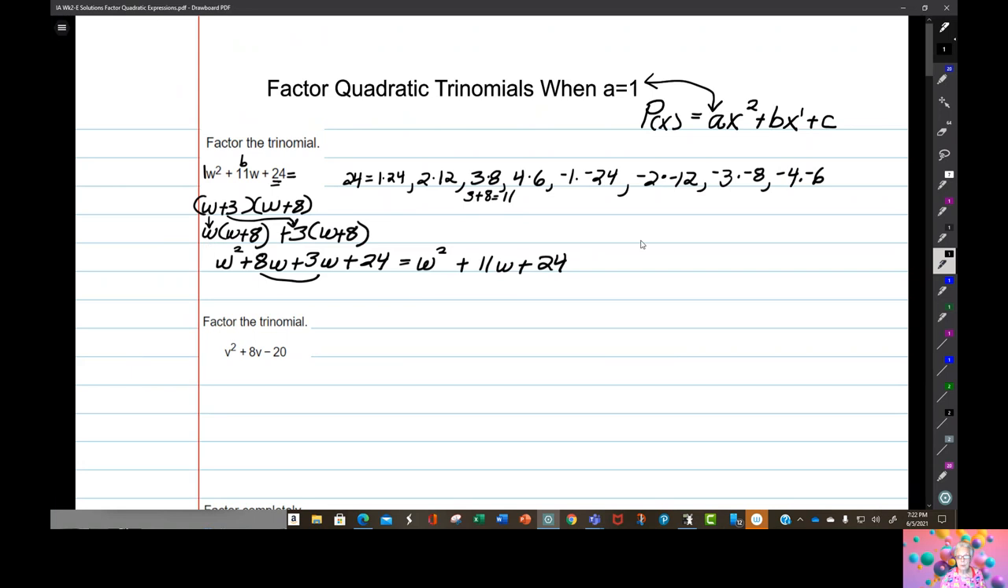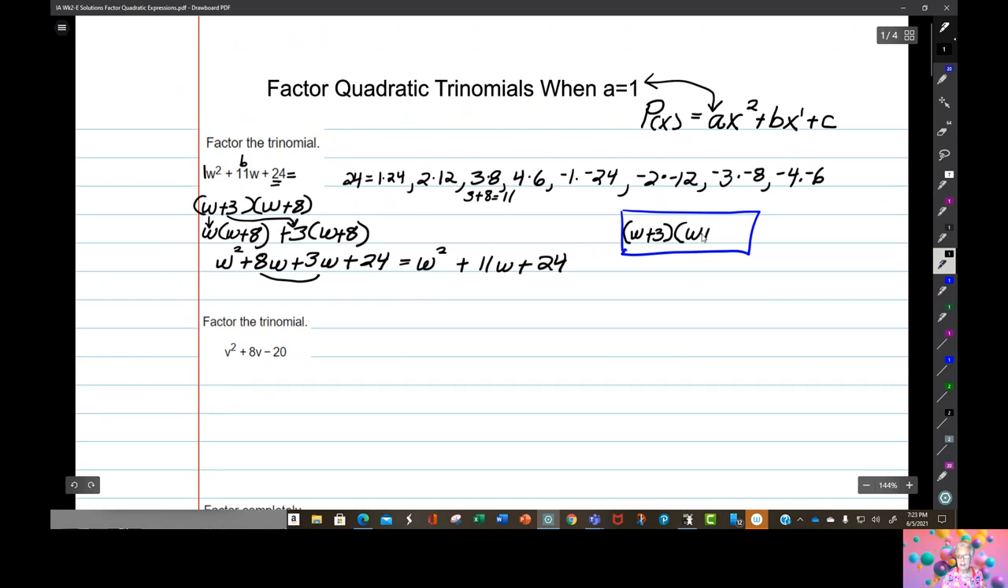A linear factor, right here, let's write the linear factors right here. In fact, let's pretend we've got an answer box. And this is what you would write in the answer box. Parentheses W plus 3, close parentheses, open parentheses, W plus 8. Because the W's are both raised to the power 1, an invisible one, these are called linear factors, and in fact, each of these is a binomial because there are two terms in each set of parentheses. So these are each linear binomials, linear binomial factors.